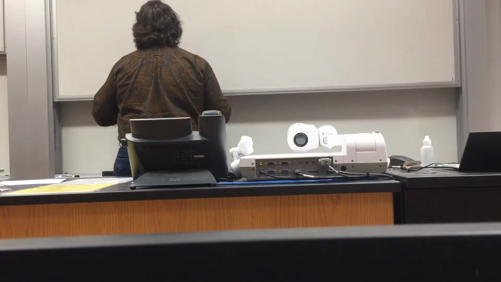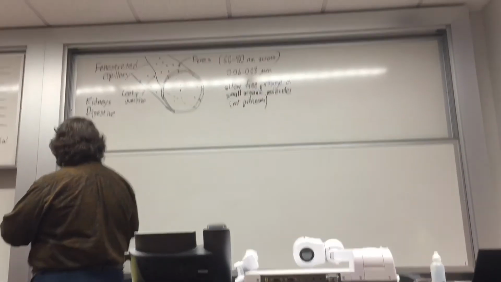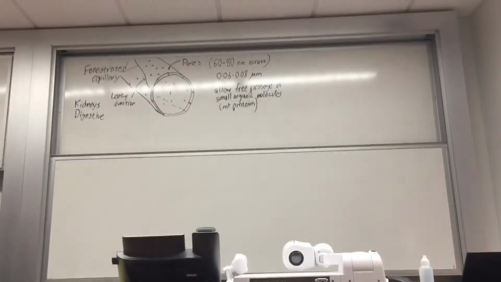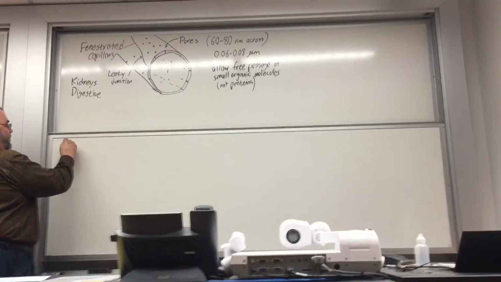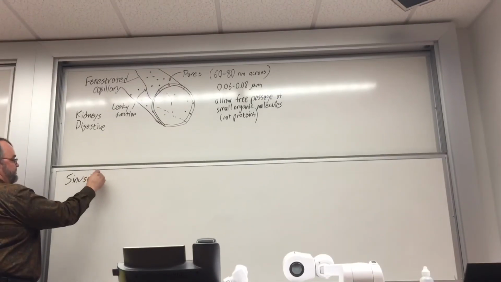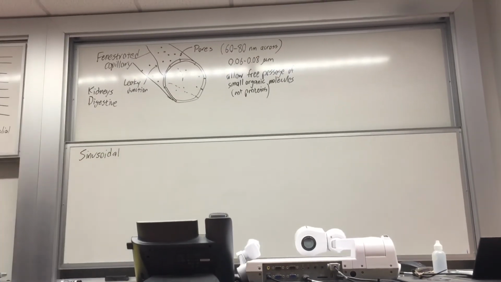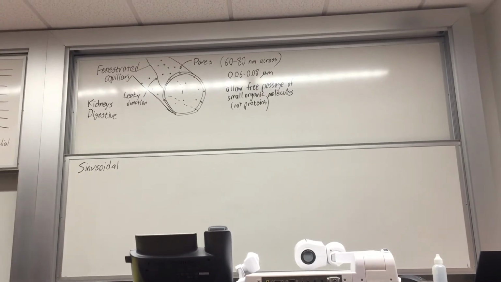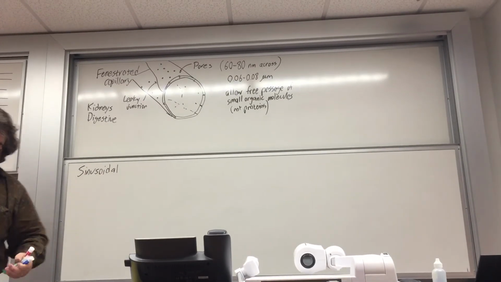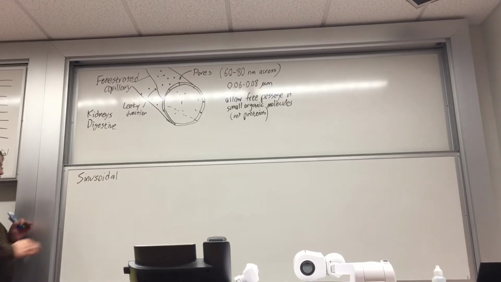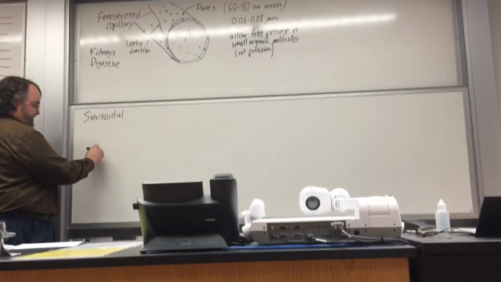What about the bones? What about like your bones? That's going to be the third type. The third type is called sinusoid. The sinusoids are quite a bit bigger than regular capillaries. If a continuous capillary is, say, this, sinusoids are more like this.